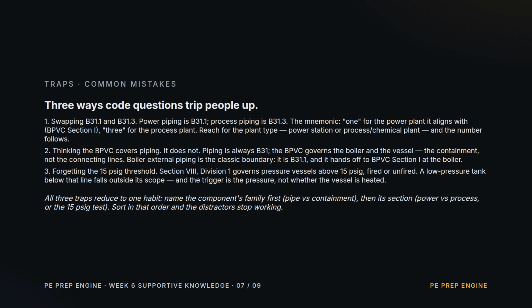Three. Don't forget the threshold. Section 8 Division 1 governs vessels above 15 psi gauge, fired or unfired. A low-pressure tank below the line is outside its scope, and the trigger is pressure, not heat.